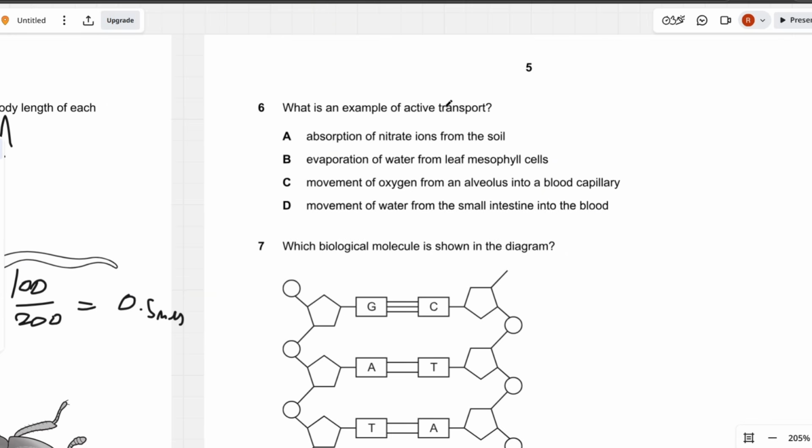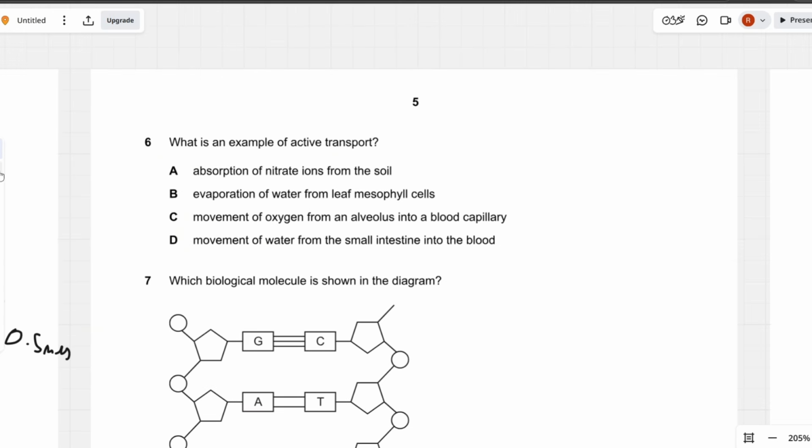What is an example of active transport? Absorption of nitrate ions from the soil. This is correct. The reason is that the root hair cells have a higher concentration of nitrate ions inside of them than outside.